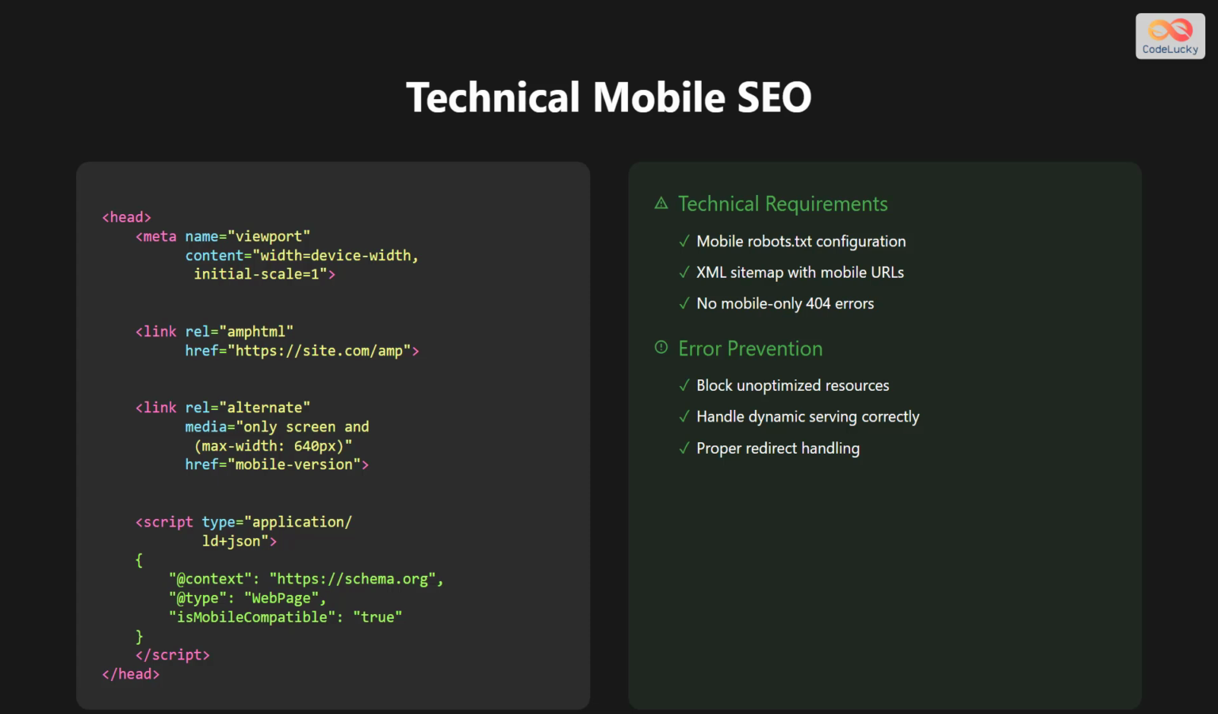Now let's look at the checklist. First, configure your robots.txt file for the mobile version. Secondly, create an XML sitemap which includes the mobile URLs. Finally, make sure there are no 404 errors in the mobile version of the site. When it comes to error prevention, you must block the unoptimized resources, handle dynamic serving correctly, and ensure proper redirect handling.